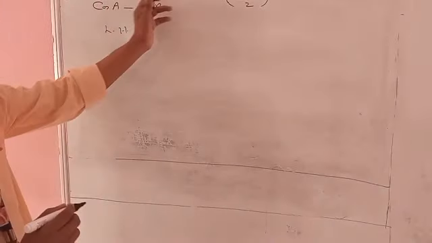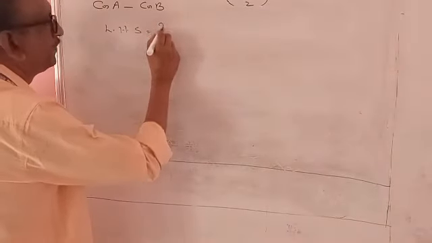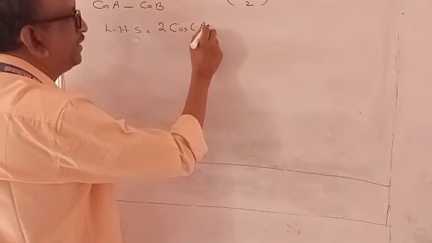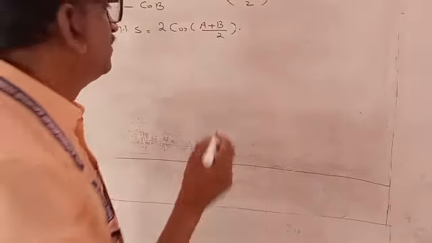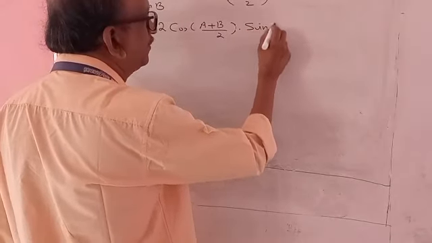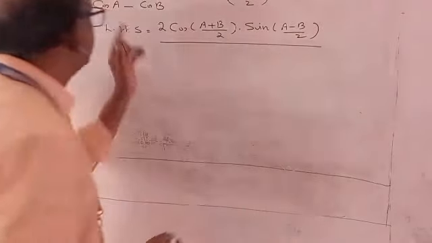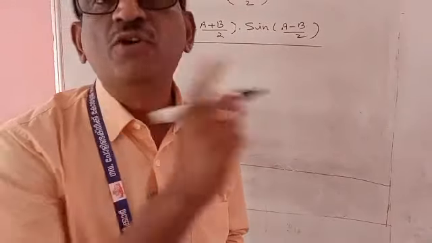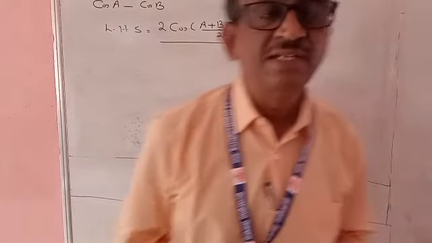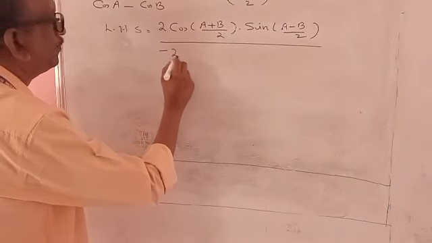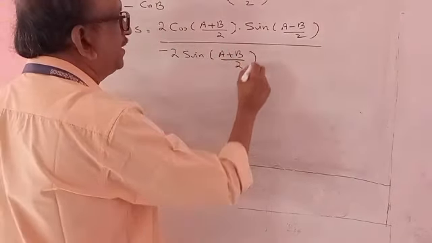This is sin c, this is sin d. Sin c minus sin d is equal to 2 cos (c plus d)/2 into sin (c minus d)/2, divided by cos c minus cos d. The formula for cos c minus cos d is minus 2 sin (c plus d)/2 sin (c minus d)/2. So, minus 2 sin (a plus b)/2 into sin (a minus b)/2.